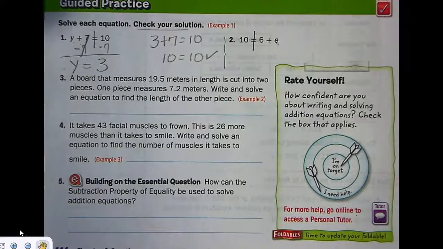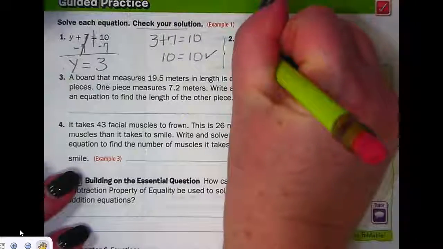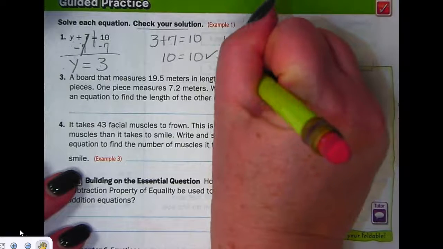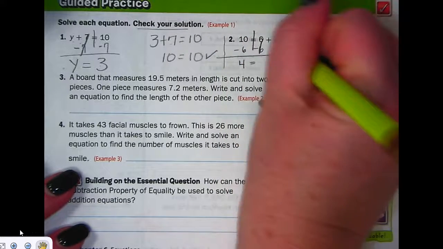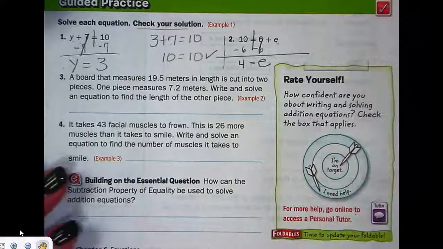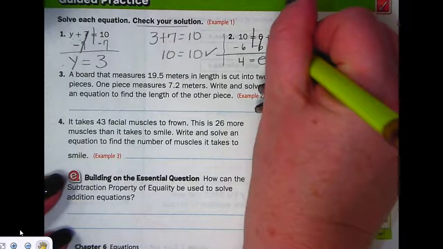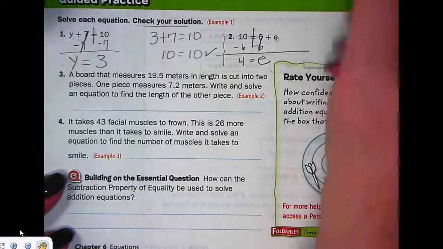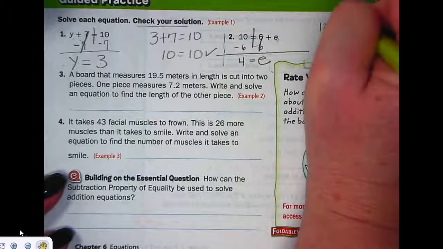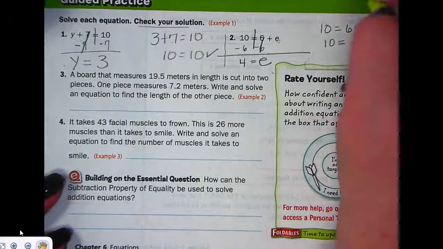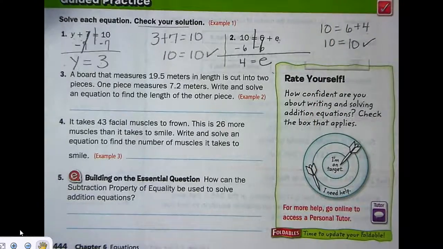What you do on one side, you have to do to the other. So, subtract 6, subtract 6. 10 minus 6 is 4, equals, that goes away, is an e. 4 equals e, or e equals 4. Check with substitution. That means here where the e is, I've got to change that to a 4. 10 equals 6 plus 4. Does 10 equal 10? What is 6 plus 4? 10. 10 does equal 10. You must check your solutions.